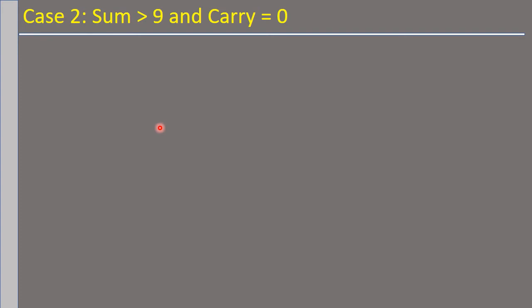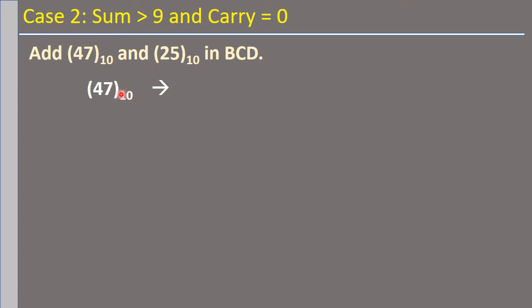Let's discuss the second case of BCD addition, where the sum after BCD addition is greater than 9 and there is no carry generated. Let's take the example. Here 47 is to be added with 25. First represent 47 in BCD form. So 4 is represented in BCD as 0100.